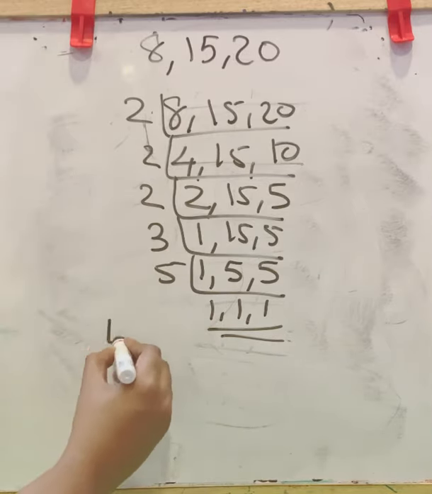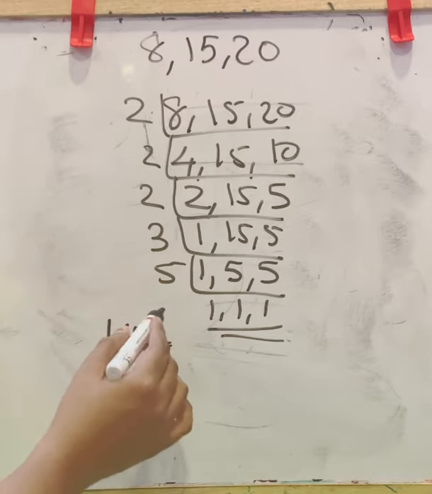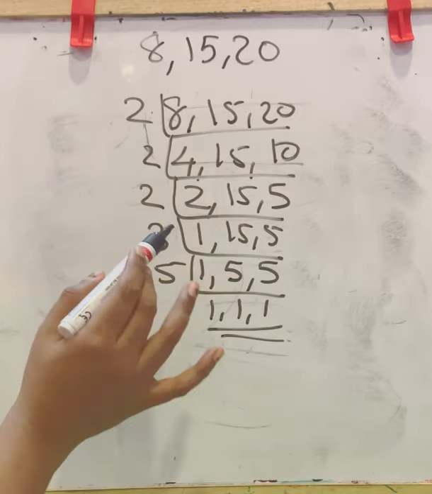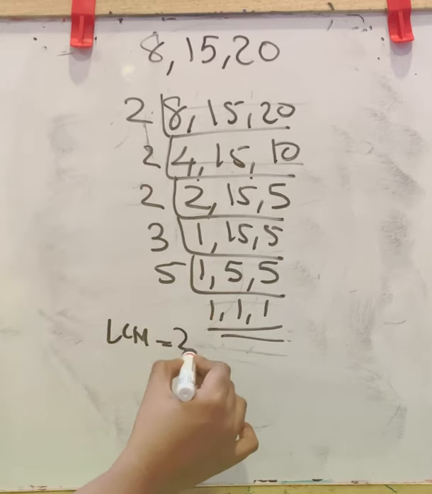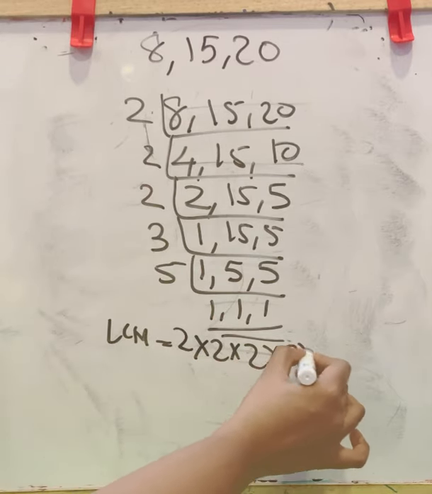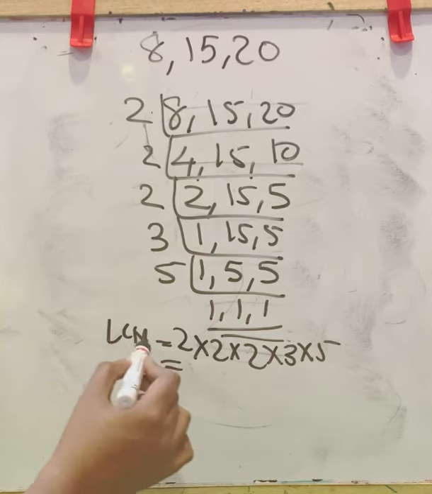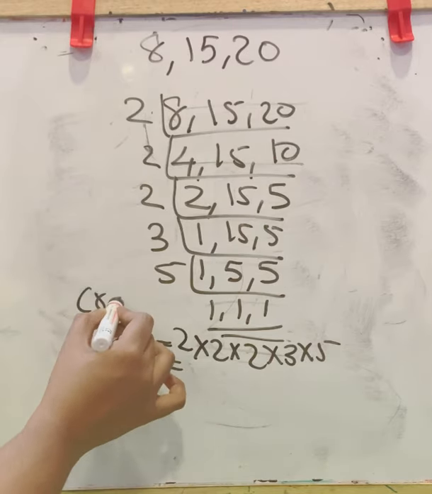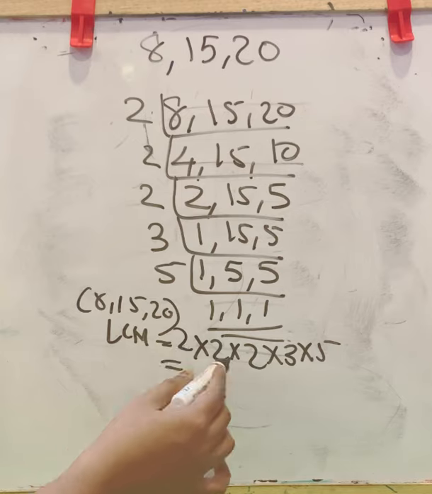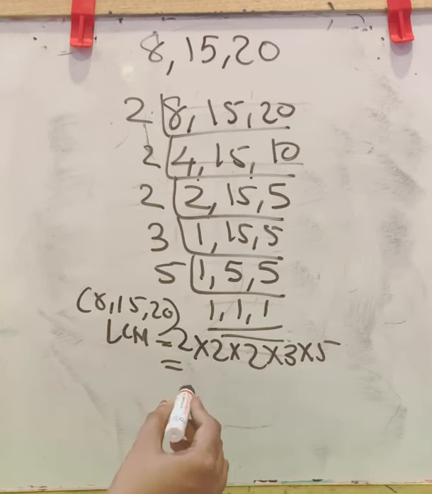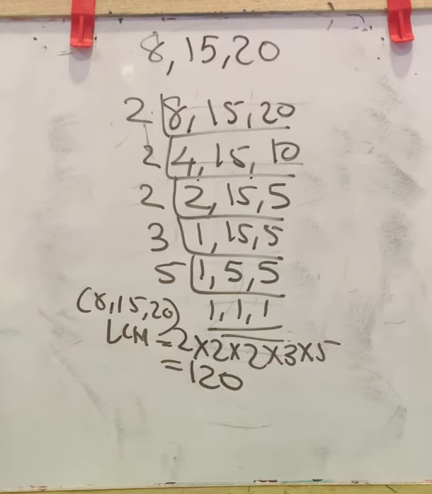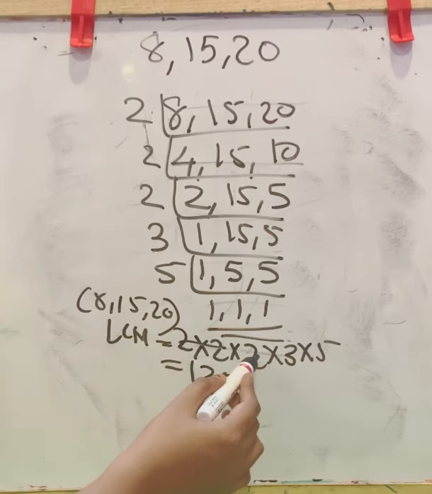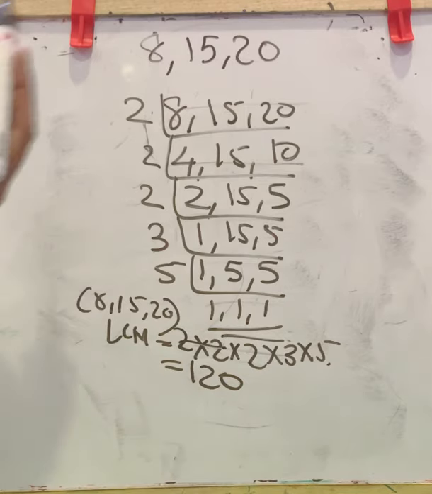Now for LCM, take each and every prime factor, don't skip or don't pair. So 2 into 2 into 2 into 3 into 5. LCM of these numbers, that is 8, 15 and 20, will be 2 into 2 into 2 into 3 into 5. That is 120. Now 120 is not a perfect square. You have to make it a perfect square. Which is the missing pair here? Here 2s have a pair. 1 2, 1 3 and 1 5 have no pair.